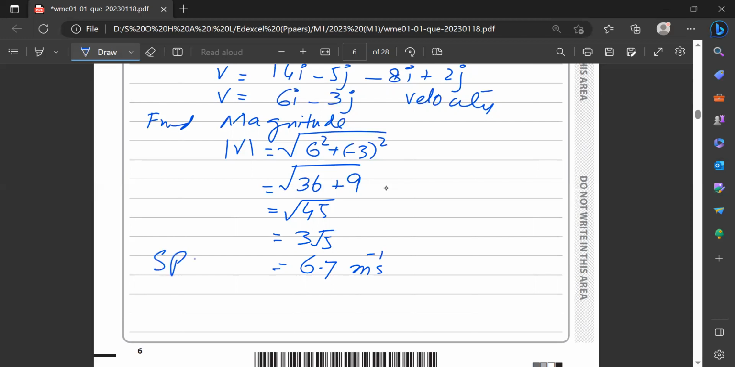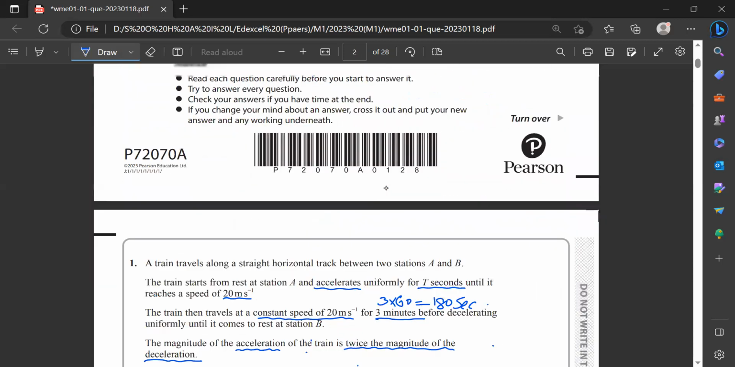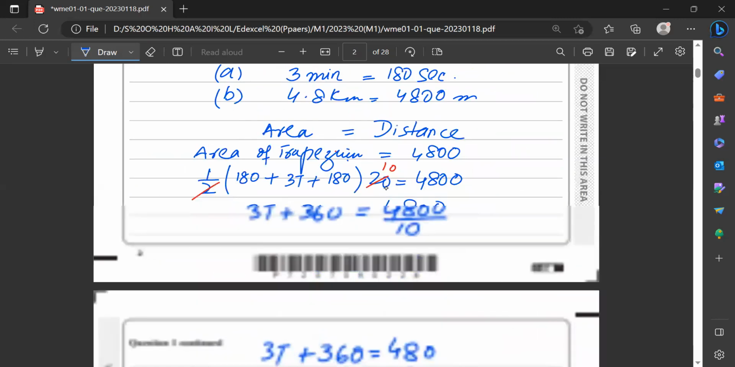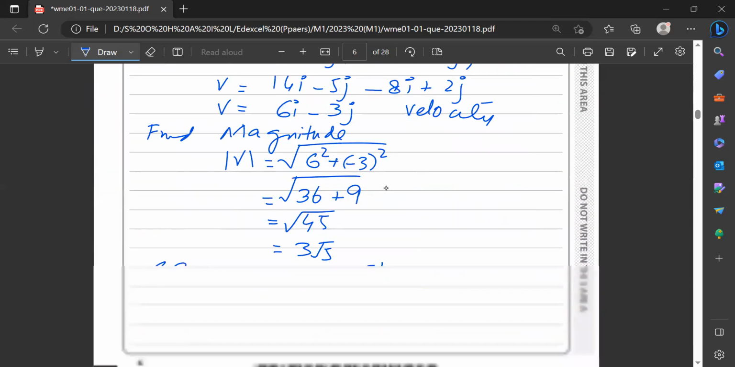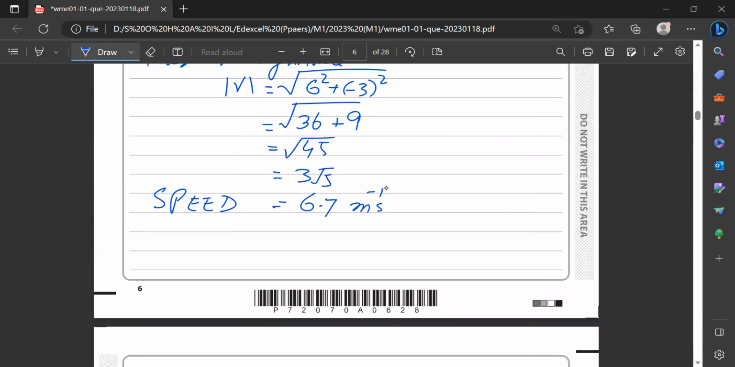So speed is there. One important thing, if we just read these instructions: whenever the numerical value is required for g, that must be 9.8 meters per second squared, and give the answer to 2 significant figures or 3 significant figures. So either you leave your answer to 2 significant figures or 3 significant figures. So I can write 6.7, or you can write this answer to 3 significant figures if you want. So this is the speed of the particle.